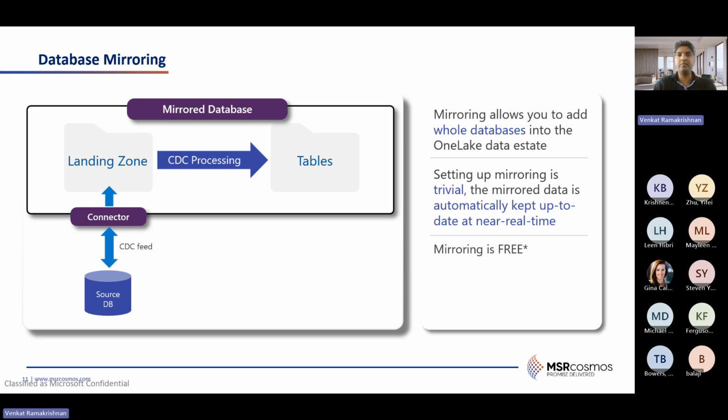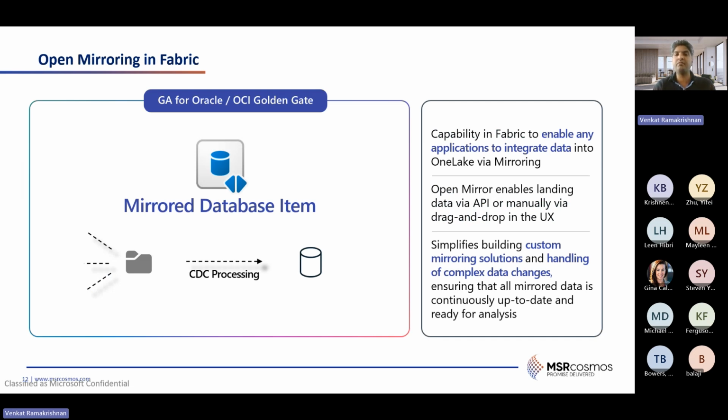The other option is open mirroring. Open mirroring is essentially where we are opening up the capability inside Fabric to enable any application to integrate data into OneLake. Let's say you have a different data source where the connector is not yet available. Then you could use your own application to capture the change and use the mirroring APIs to send the data over to OneLake. With the help of open mirroring, we are simplifying the building of custom mirroring solutions.